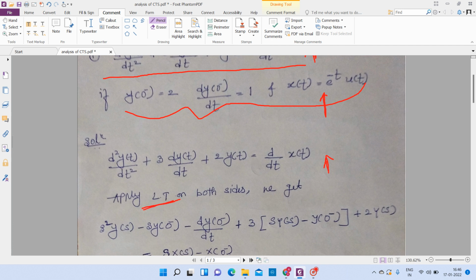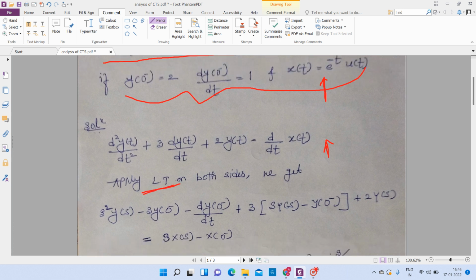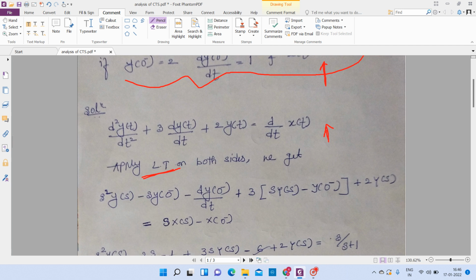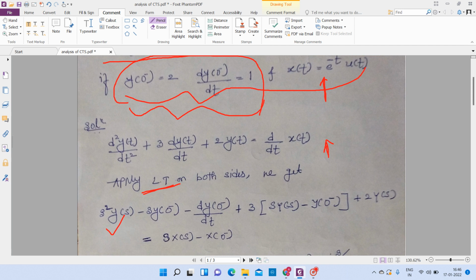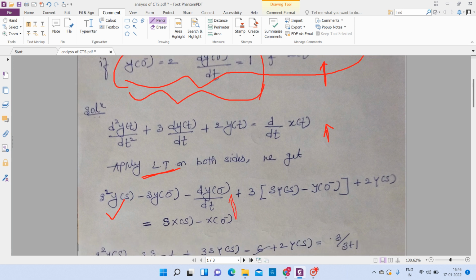LT means Laplace transform. You know very well that d square y of t divided by dt square becomes s square Y of s, right? Thereafter, as they have given the initial conditions, we have to write them. If they have not given initial conditions, we do not need to write them. Actually, they have given them, so we have to use the initial conditions in our differential equation.